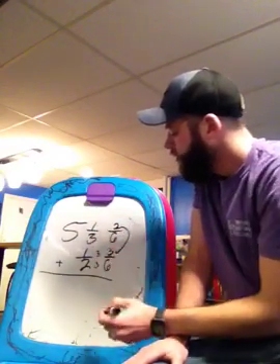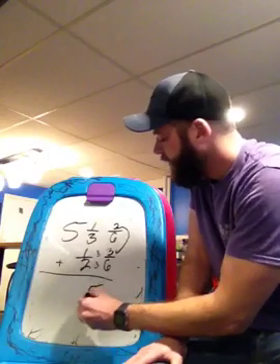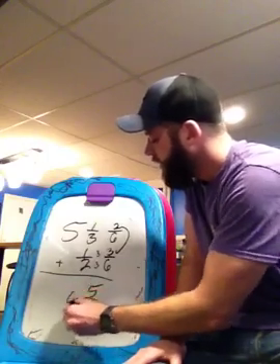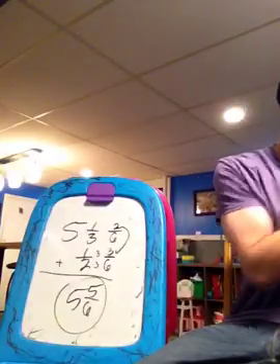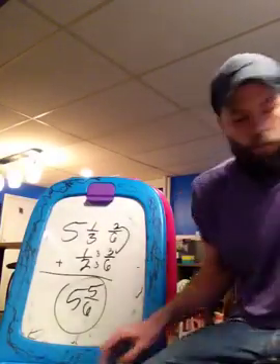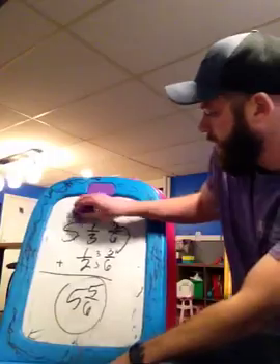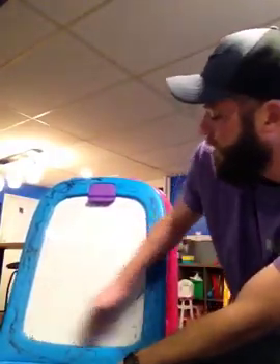And then when you add 2/6 and 3/6 together, you get 5/6. And then 5 plus nothing is 5. So that answer is 5 5/6, which is C. So number 1 is C. Let's go to number 2 here.